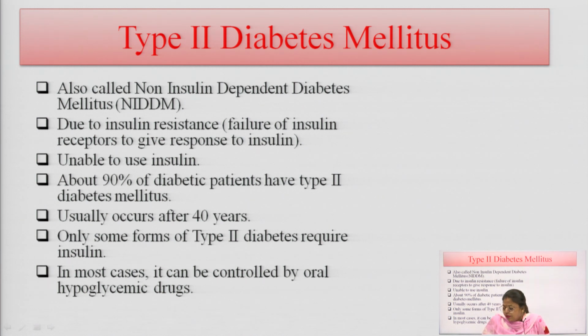Type 2 diabetes mellitus is known as non-insulin dependent diabetes mellitus. In this diabetes, there is no dependency on insulin, because this is due to insulin resistance. In the body, resistance against insulin occurs. So, what is the reason for this insulin resistance? There is failure of insulin receptors to respond to insulin.